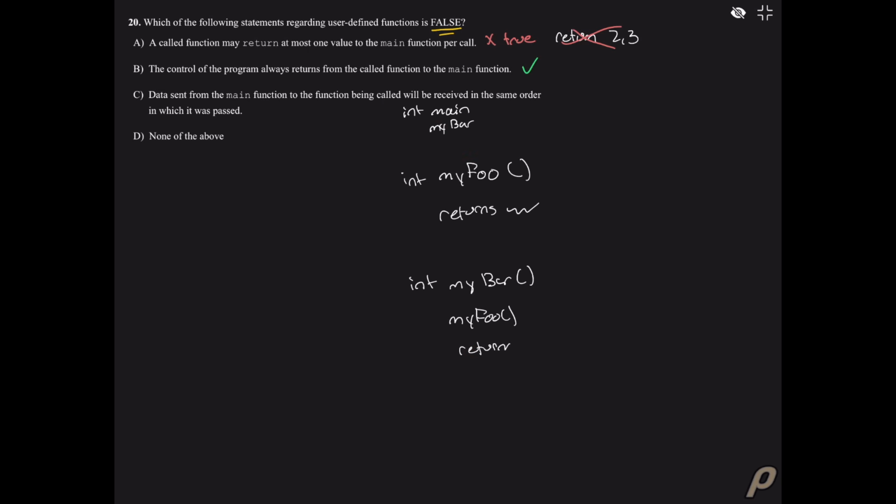So this is a counterexample to this question, as when we call myFoo here, the control returns to this user-defined function. It does not return to the main function, which means that B is indeed false, which will likely make it the right answer. We just got to make sure C is not right for whatever reason, just to cover our bases, in case you thought C was a correct answer.